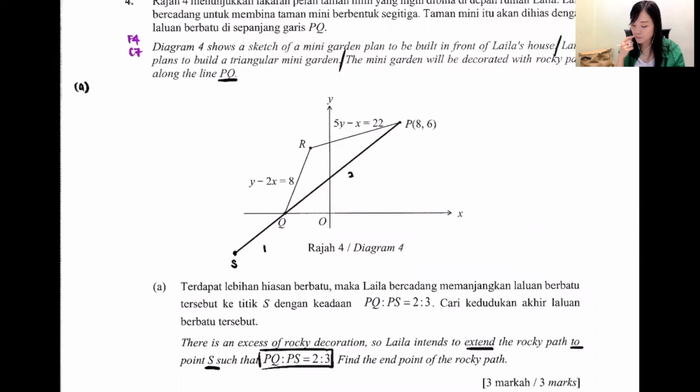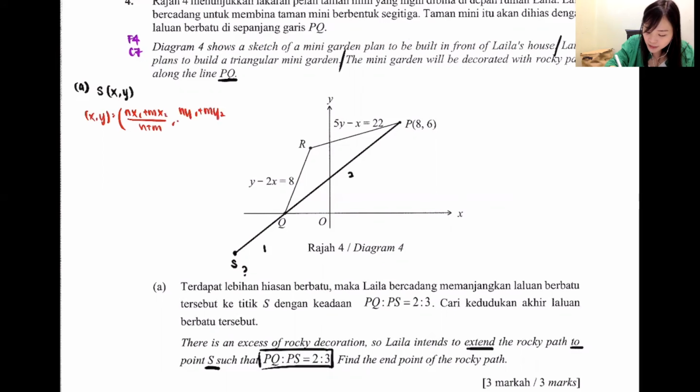With this, they say, find the endpoint of the rocky path. So my endpoint. I already have P. If P is the starting, then the end is S. So this question wants me to find the coordinate for S, which is the endpoint. How do I find point S then, my dear? This one, I don't think you guys have any questions because it's quite obvious. They never say it's midpoint, but they provide me ratio. They provide me ratio whenever I want to find coordinate, isn't it? I can use my ratio coordinate formula, that looks like this: (nx1 + mx2)/(m + n), (ny1 + my2)/(m + n).